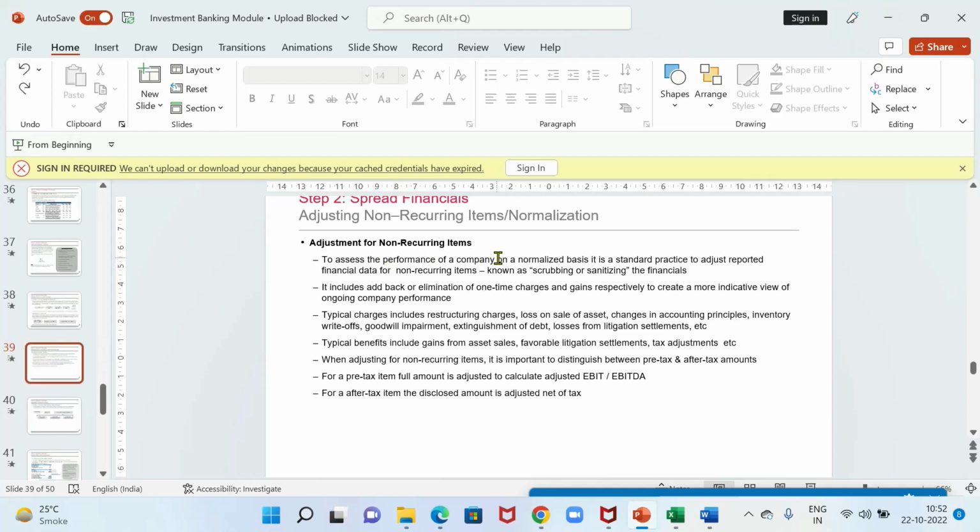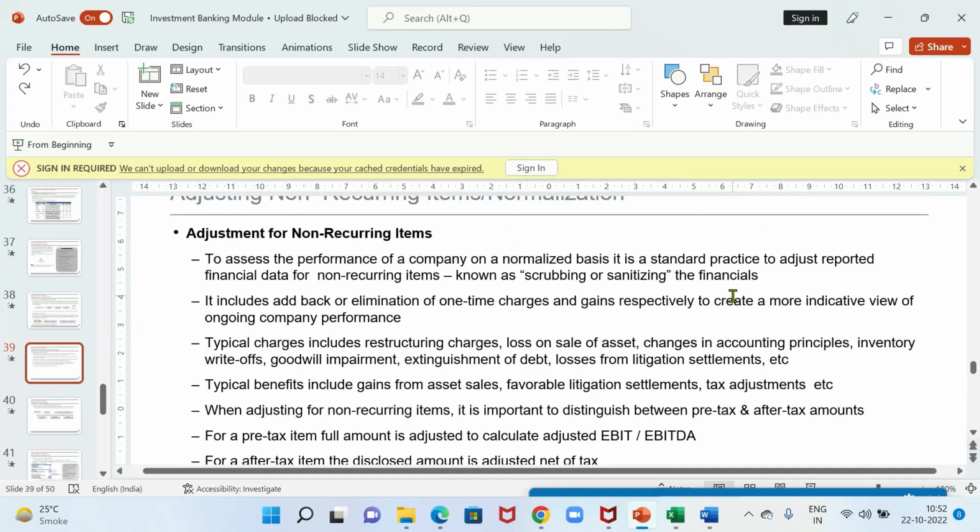To assess the performance of a company on a normalized basis, it is a standard practice to adjust. Sir, can you zoom it? I did that.